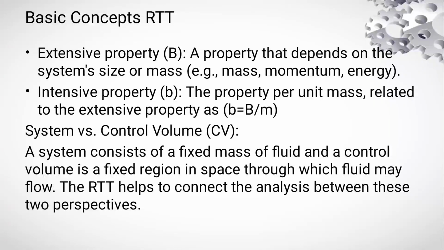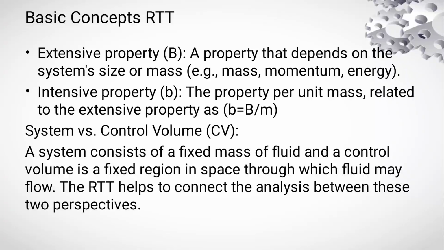Second is the intensive property. An intensive property is the property per unit mass, related to the extensive property by the formula b equals B over m. The intensive property is small b, so small b equals B over m, where m is mass.